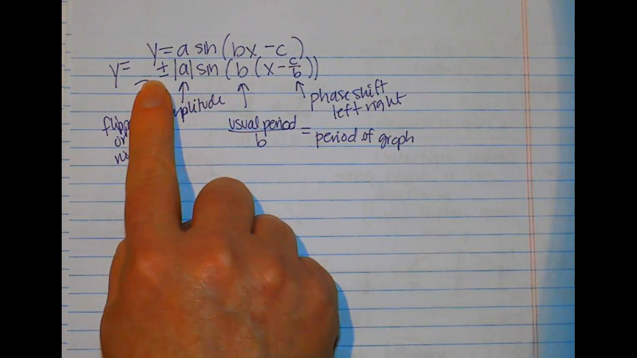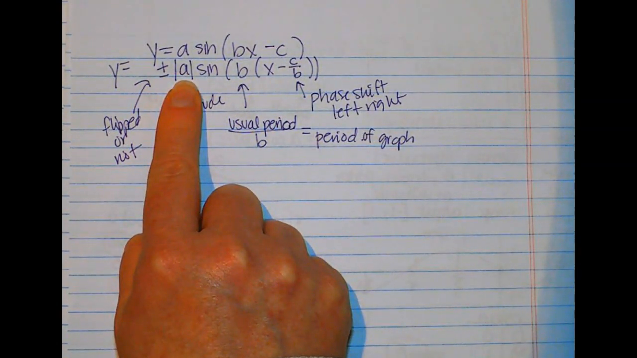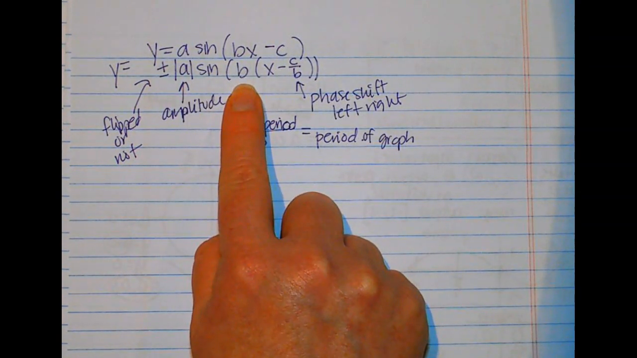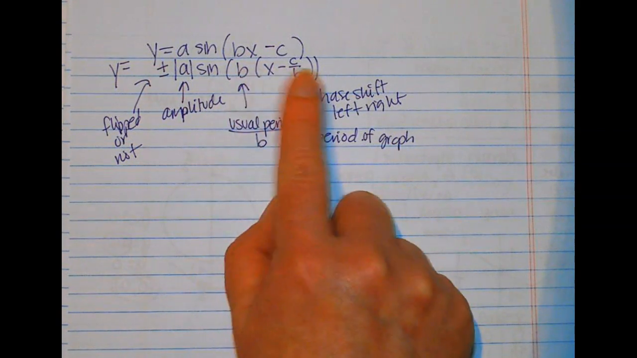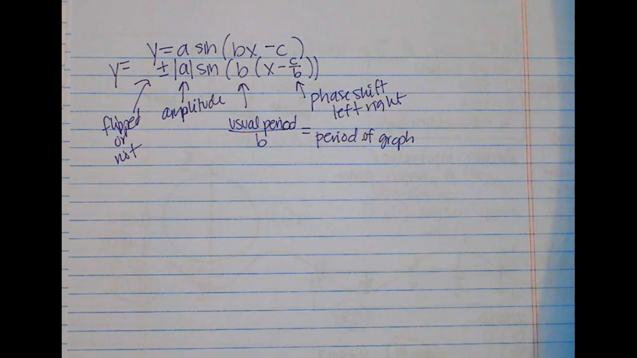So this is vertical flip. This is stretch, but the stretch looks different with this kind of function. This is new, the period. We haven't had that before. But this phase shift, although a little bit different with the fraction, is still phase shift.